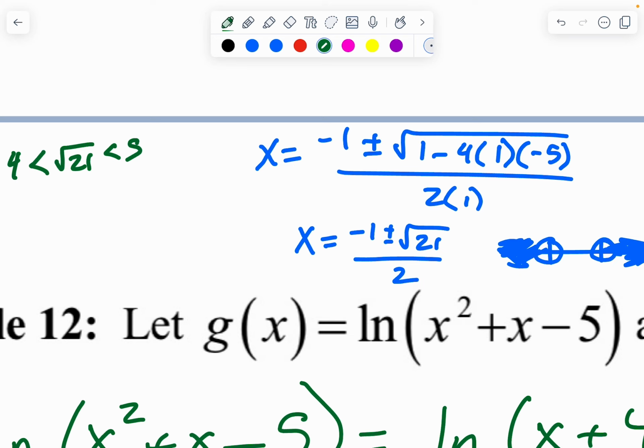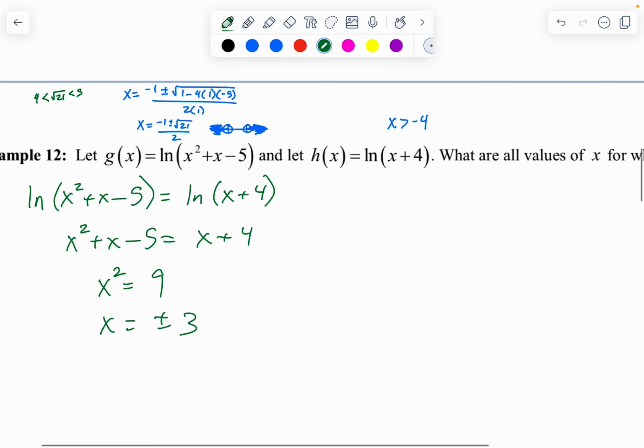So let's look at the negative. If it's going to be more negative than -4, then -1 minus something more negative than -4 is going to be at least -5/2. So -3, that was a little confusing.